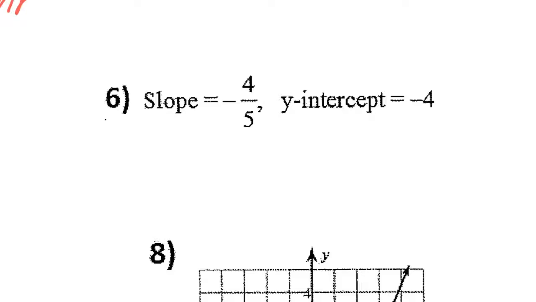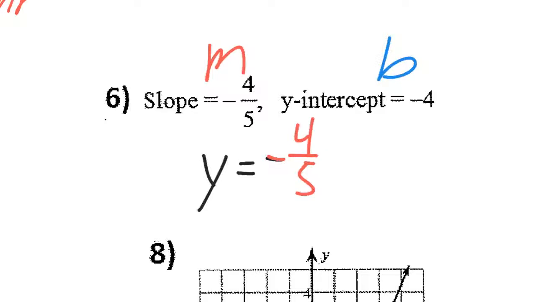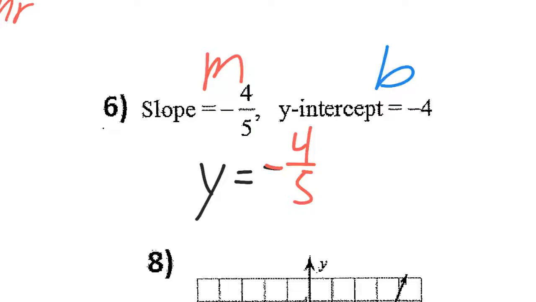Number 6, here's my m, here's my b, and now I'm going to write out the equation. Y equals negative 4/5. Oops, I meant to do that in red. Let me back up a second. Negative 4/5 x plus b. And my plus b is negative 4.